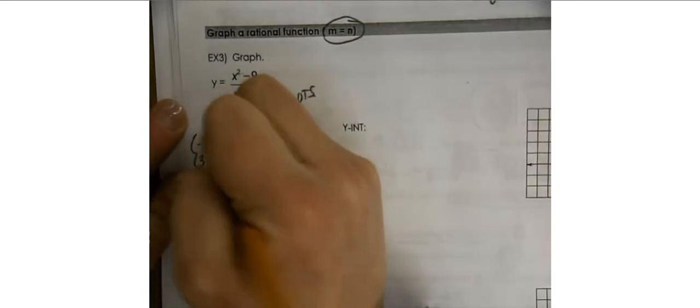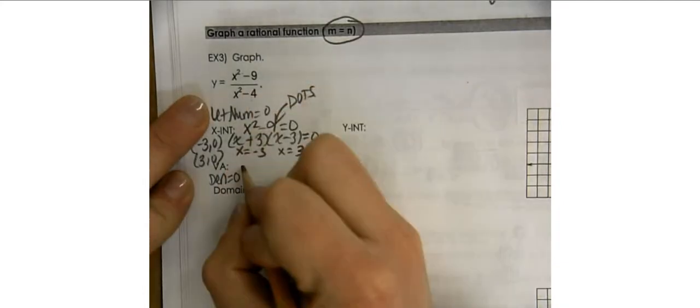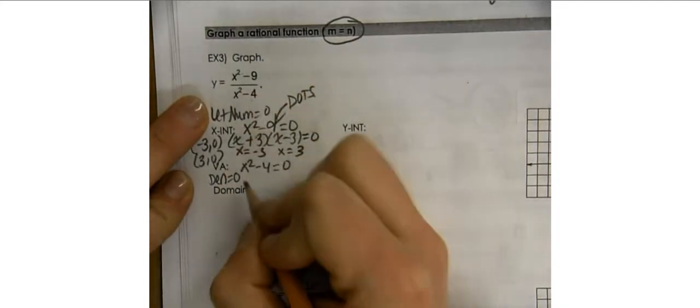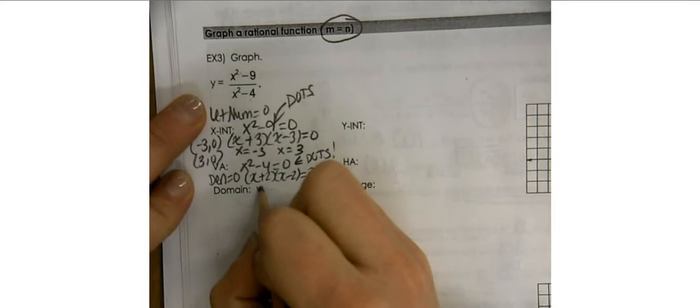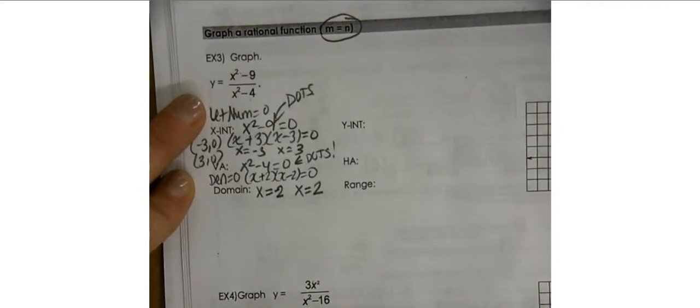Next, we have to graph or identify our vertical asymptotes, and that happens when you let the denominator equal 0. So I'm going to let x squared minus 4 equal 0. This is also a difference of two squares, so I'm going to break it apart into 2 parentheses: x plus 2 times x minus 2 equals 0. So I have 2 vertical asymptotes at x equals negative 2 and x equals positive 2. I'm going to draw both of those vertical asymptotes at this time.